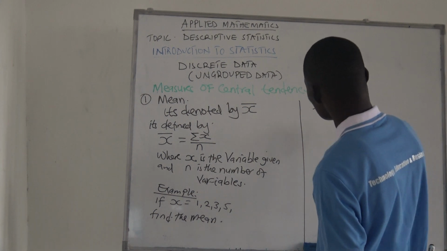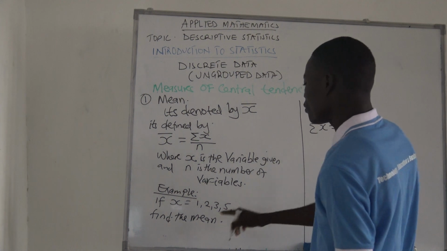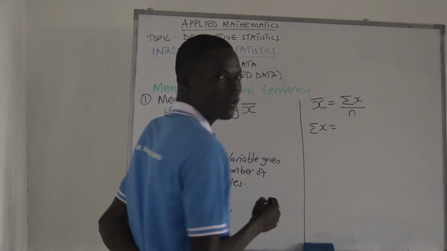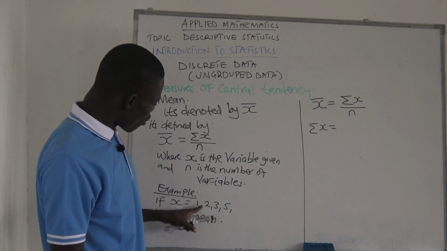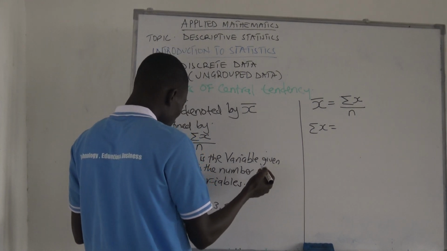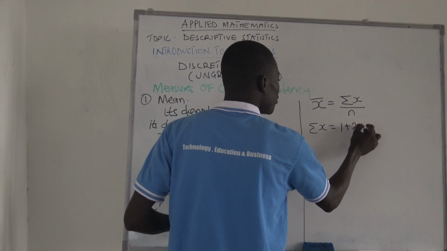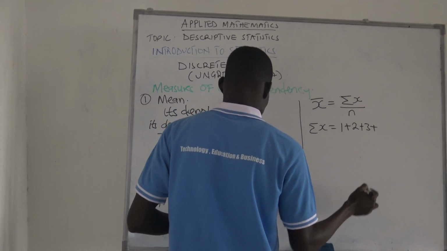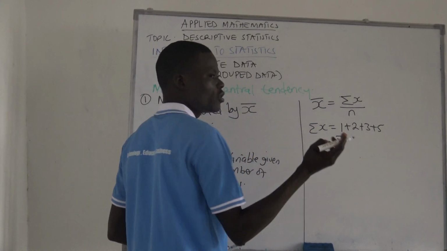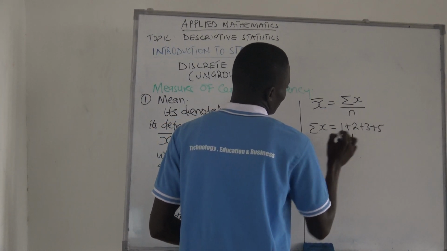So what is our summation of x? Summation of x equals, these are the values. We are going to sum the values of x. That is 1 plus 2 plus 3 plus 5. 1 plus 2 is 3, 3 plus 3 is 6, 6 plus 5 is 11.